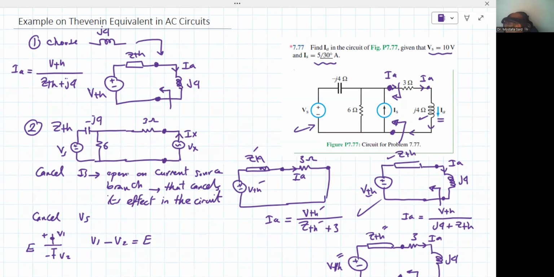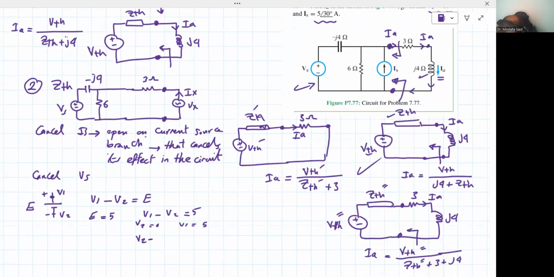For example, let's take E equal to 5. So V1 minus V2 equals 5. If V2 is equal to 0, that means V1 is equal to 5. If V2 is equal to 1 volt, this means V1 is equal to 6 volt because 6 minus 1 is equal to 5. So to cancel the effect of a voltage source, make V1 equal to V2. How to do that? Make a short circuit. Make it like that.